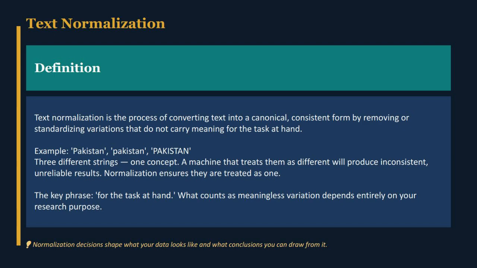Text normalization is the process of converting text into a canonical, consistent form by removing or standardizing variations that do not carry meaning for the task at hand. Now, the key phrase in this definition is "for the task at hand." What counts as a meaningless variation depends entirely on what you are trying to do. The right normalization choice depends on your research purpose, and this is a decision you must make consciously and carefully.